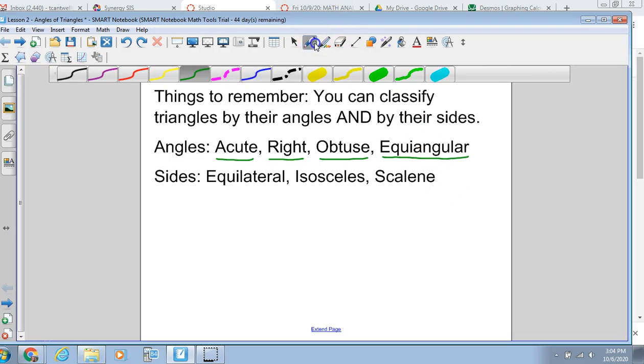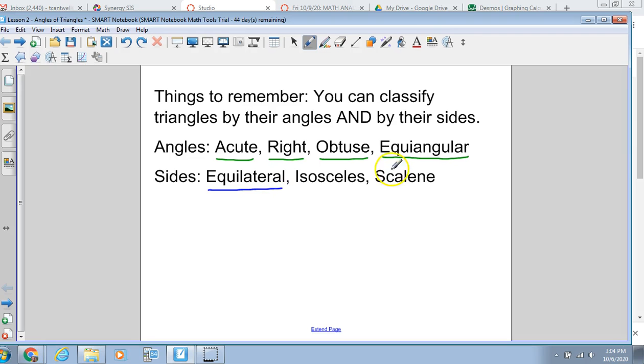We can classify by the sides. An equilateral triangle has all three sides congruent. An isosceles triangle has two sides congruent, and a scalene triangle has no sides congruent. So they're all different values in a scalene triangle.